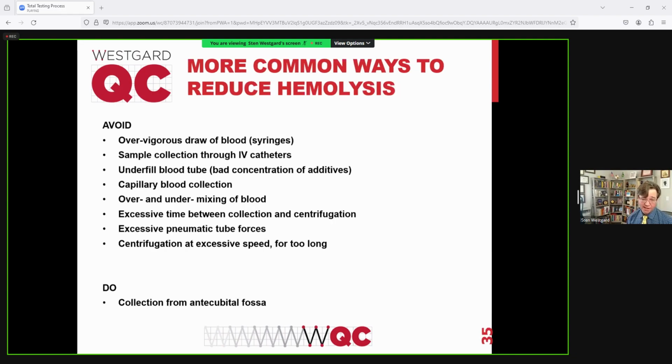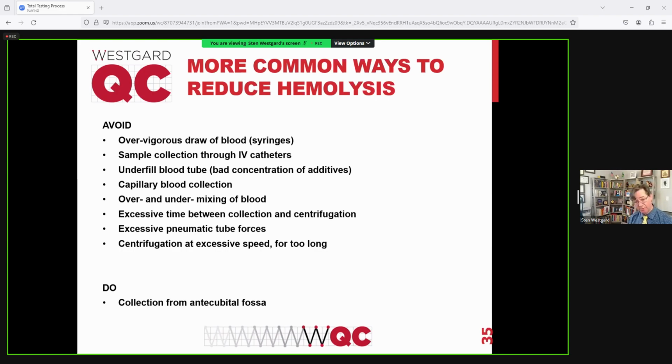More common ways that you can reduce hemolysis: try not to use syringes or draw the blood too vigorously, or collect through an IV catheter. Be careful if you underfill the blood tube, because you've thrown off the ratio of the blood to the additives. Don't take a capillary sample. If you over- or under-mix the blood tube, either one can impact hemolysis.